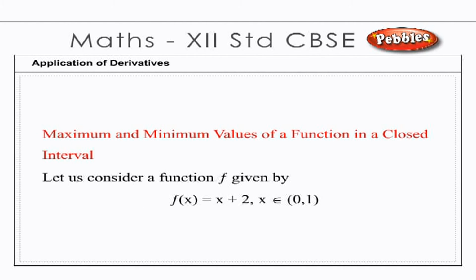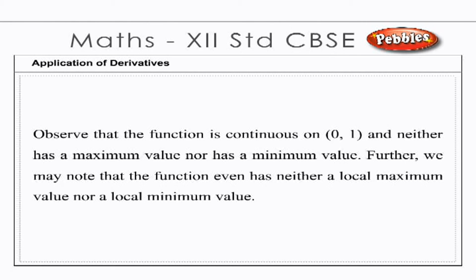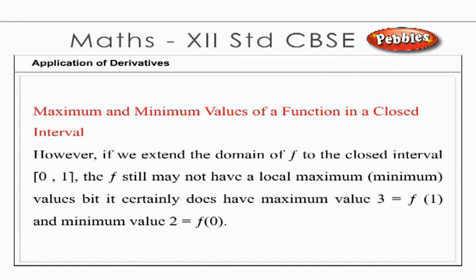Maximum and minimum values of a function in a closed interval. Let us consider a function f given by f(x) = x + 2, x belongs to (0, 1). Observe that the function is continuous on (0, 1) and neither has a maximum value nor has a minimum value. Further, we may note that the function even has neither a local maximum value nor a local minimum value.